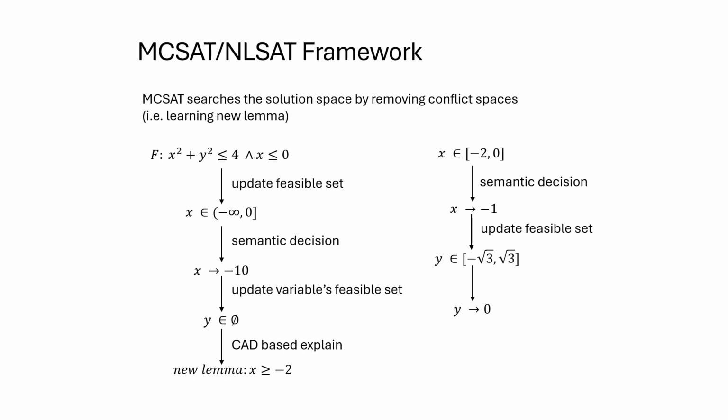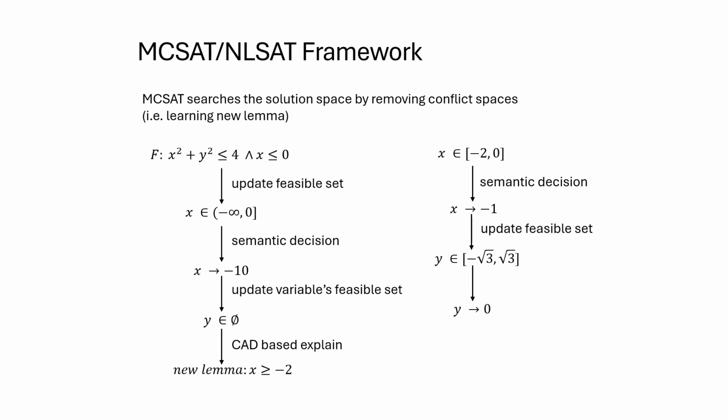Previously, there is an algorithm called NLSAT, or the ASE' framework. NLSAT is a concrete implementation in the Z3 solver. It searches the solution space by removing conflict spaces and learning new lemmas. For example, given a formula f, we first update the feasible set according to the second clause, and we get the feasible set that x must be less than or equal to 0. Then we get an arithmetic value for the variable x. For example, we get that x equals -10.